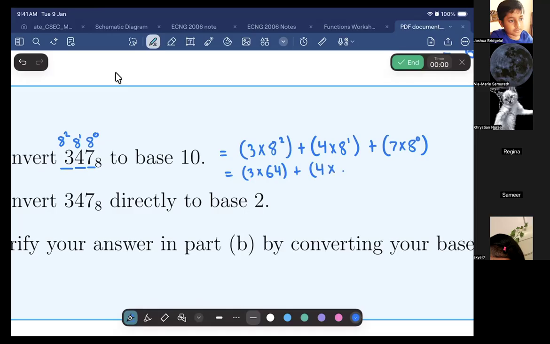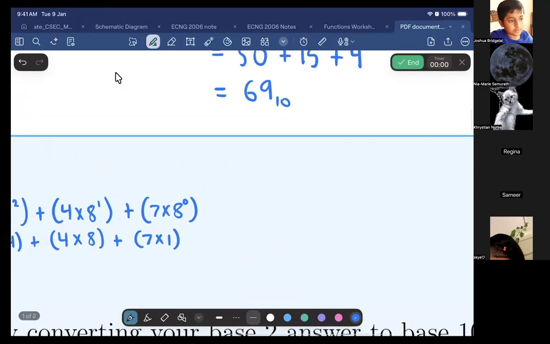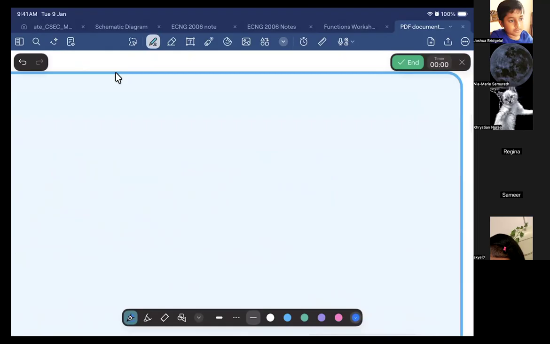8 to the power 1 just means you have 8 by itself. The power on top tells you how many times you're multiplying the number by itself. So 8 squared means 8 by 8, meaning you're multiplying 8 by itself 2 times. 8 to the power 1 just means 8 by itself. And 8 to the power 0 means 1. Anything to the power 0 is 1. I know it sounds weird, right? Yeah, it does sound weird.